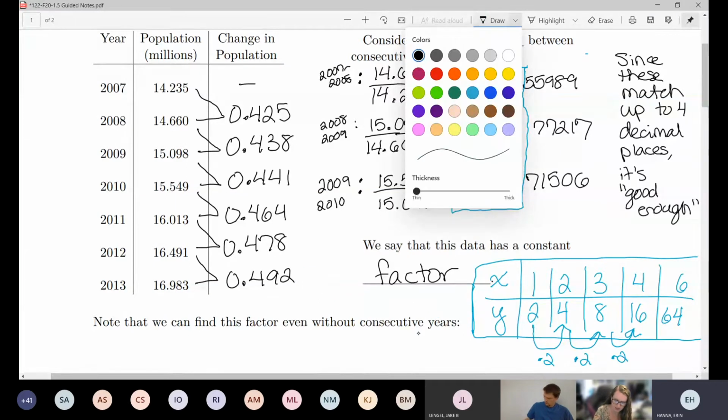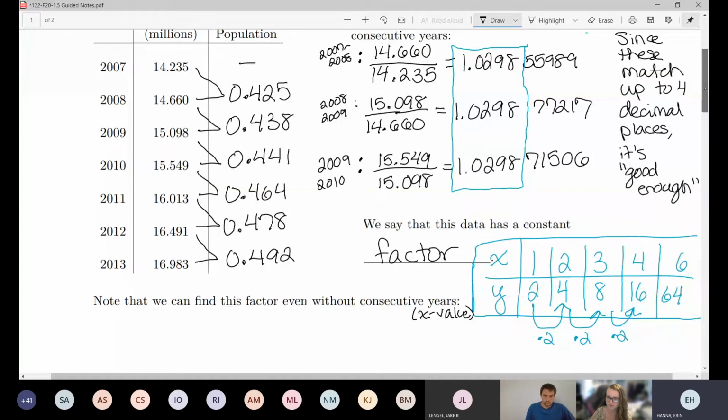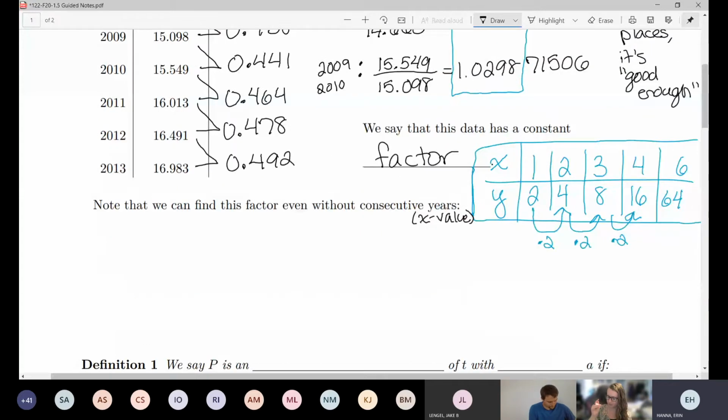So let me write x value here to clarify that this is generic as well. What if we didn't have consecutive x values, but we still want to see if it has that constant factor? How can we do that? Well, it's possible, but it gets a little, if I'm honest, a little gross. But here's how you'll do it.